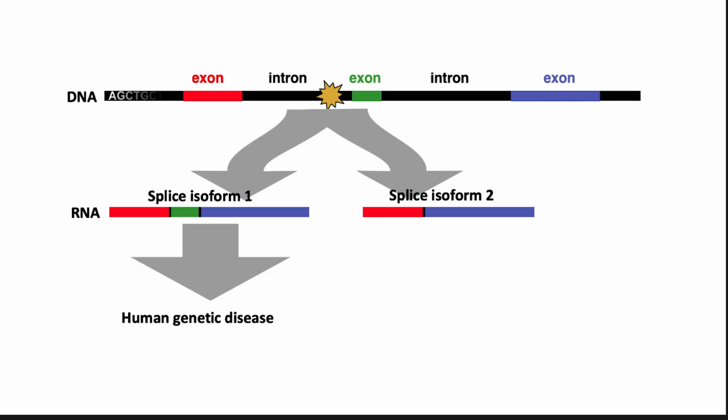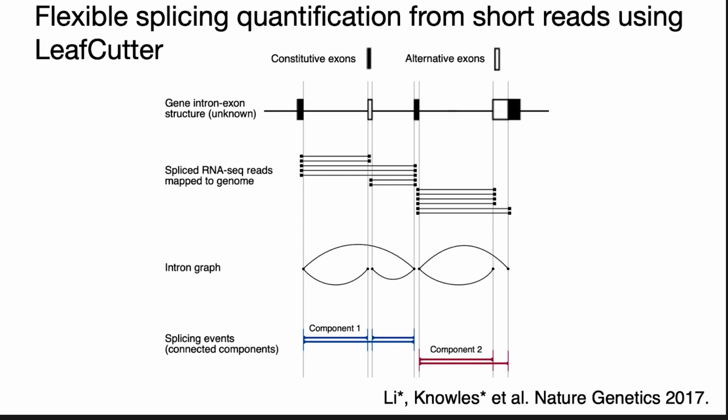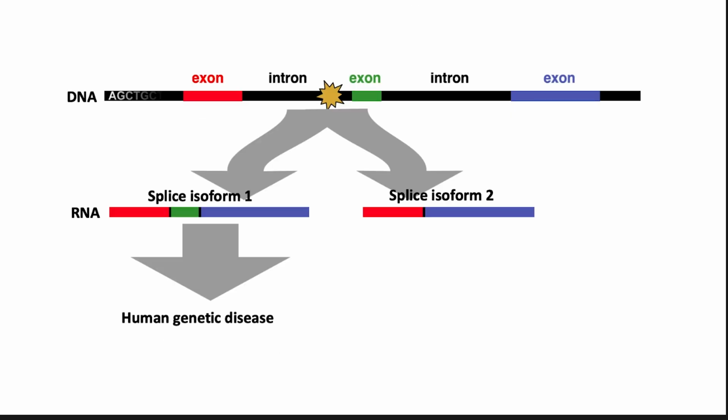We know that RNA splicing can result in different splice isoforms, and we and many others have helped show that that can have a really big effect on disease risk. But a lot of the time we don't know exactly why that's happening.